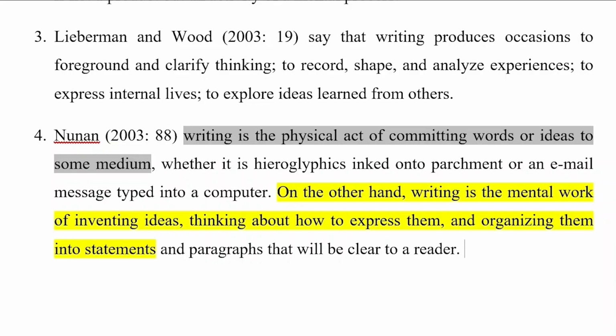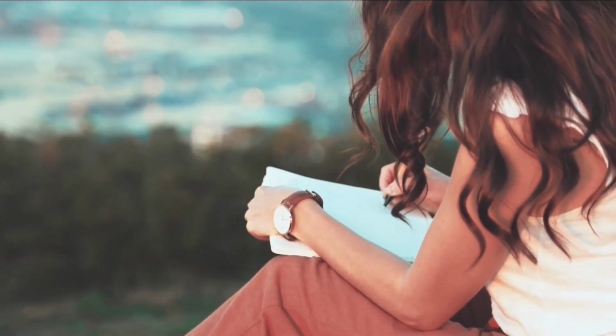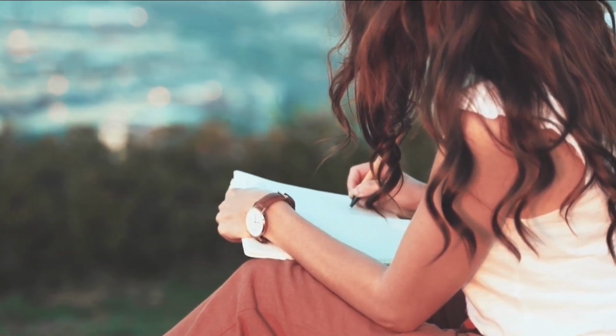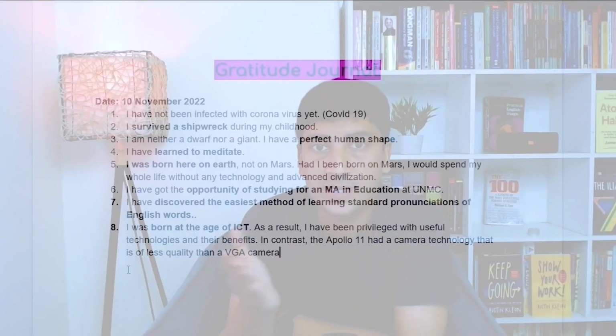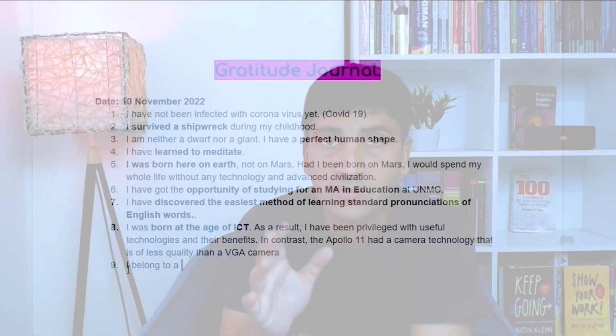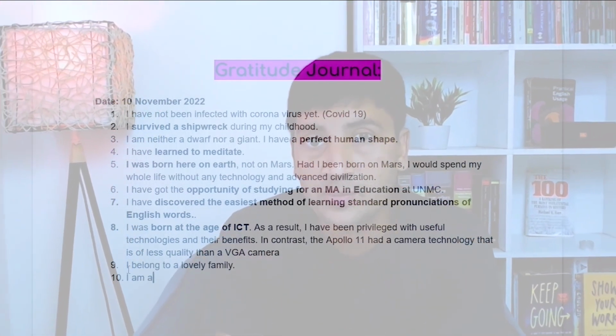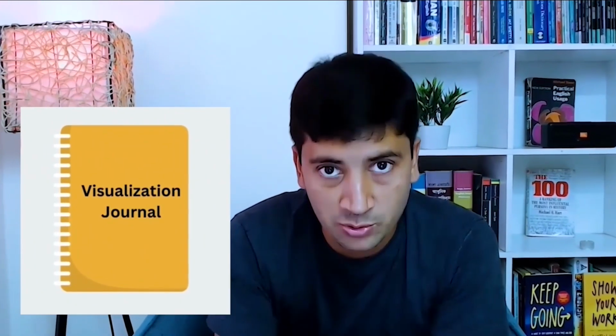Writing in English will boost your ability to think in English. What can you write? If you don't know what to write, start journaling. Start writing personal daily journals. You can write a gratitude journal where you will note down things that you are grateful for. You can write a visualization journal where you will note down what you intend to do, what you plan to do in the next 2, 3 or 5 years. You can write a reflection journal where you will note down all your bad experiences and what you have learned from those experiences. So writing in English will boost your ability to think in English.